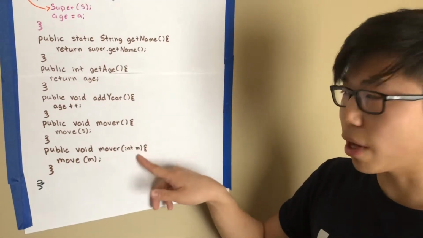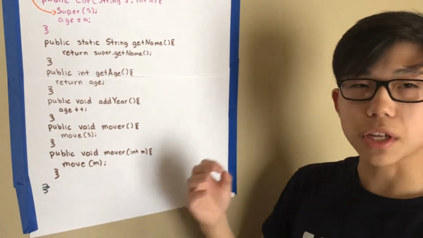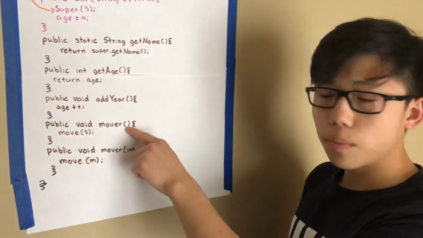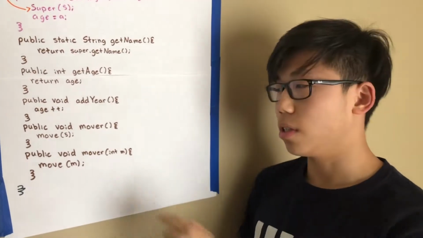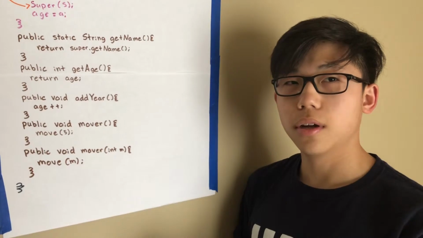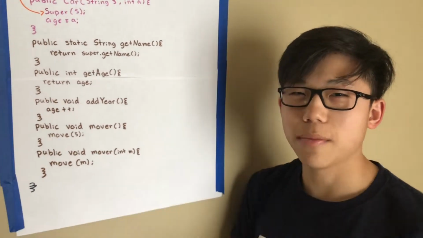Now here we have two methods, both by the name mover. And we can do this because this one has no parameters, but this one does. So they're both under the same name, but since this one has a parameter, they're allowed. We're overloading our method names.